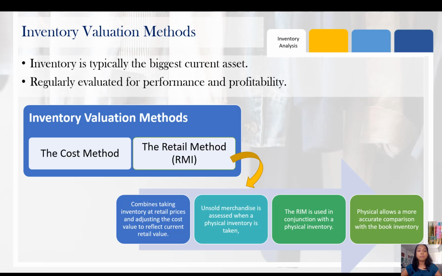The retail inventory method combines taking inventory at retail prices and adjusting the cost value to reflect the current retail value of the inventory. The unsold merchandise that is held in inventory can be assessed when a physical inventory is taken and the quality and the age of merchandise is considered. The retail inventory method can be, and generally is, used in conjunction with the physical inventory. The benefit of taking a physical inventory is that it allows a more accurate comparison of the book and physical inventories.